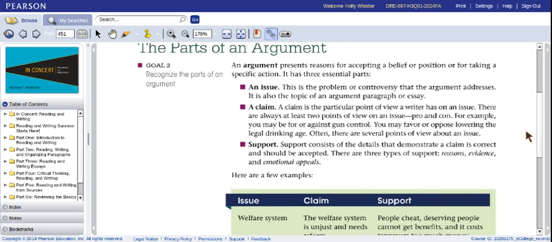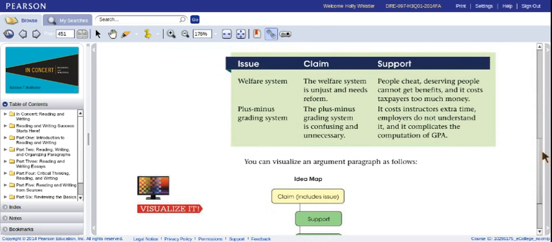All right, so let's take a look here at the bottom at the issue, claim, and support. So if the issue is the welfare system, and the claim that someone is making is that it is unjust and needs to be reformed, the support for the reformation is that people cheat, other people who need benefits can't get benefits, and that it's very costly to taxpayers. So notice that with the welfare system, people are very passionate and opinionated.